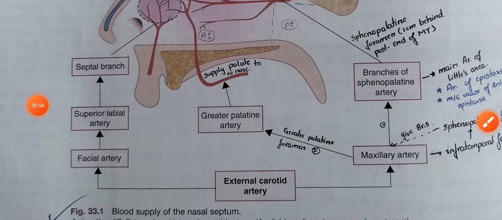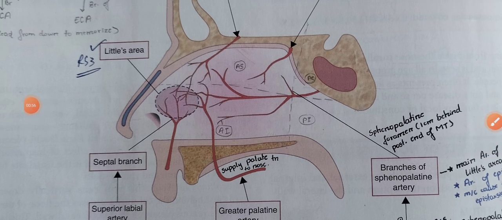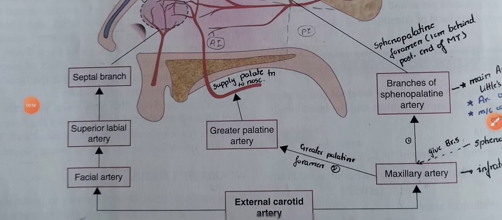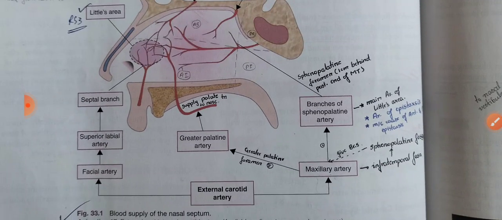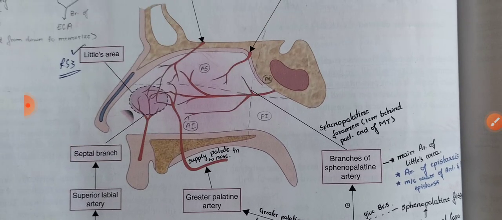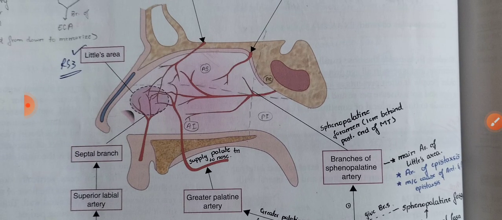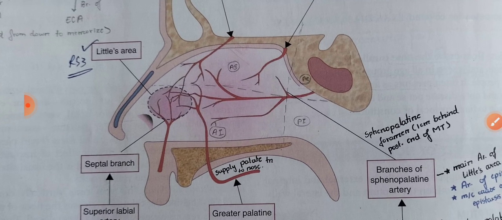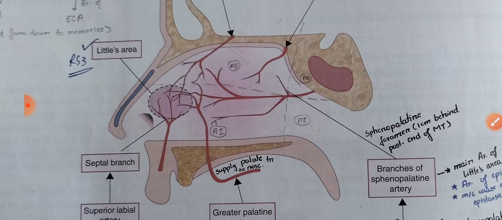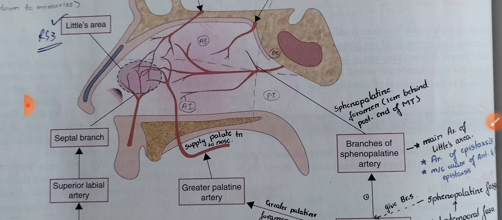This facial artery gives rise to the septal branch, which forms a part of Kiesselbach's plexus. Next, the maxillary artery gives rise to two branches, that is the greater palatine artery and the sphenopalatine artery. This greater palatine artery and the septal branch of the facial artery form the anterior inferior part, and the sphenopalatine artery arises from the posterior inferior part.